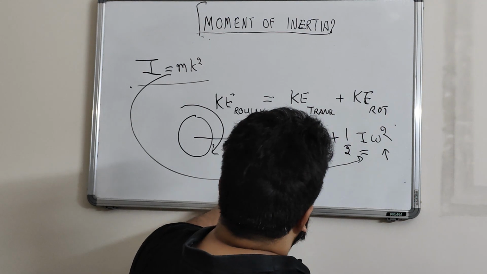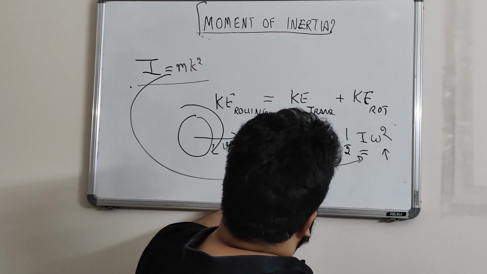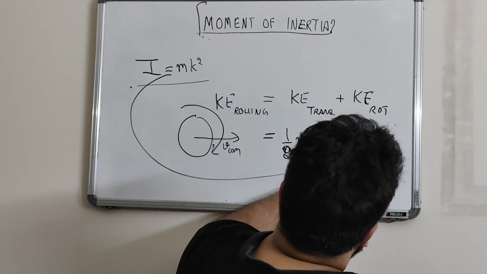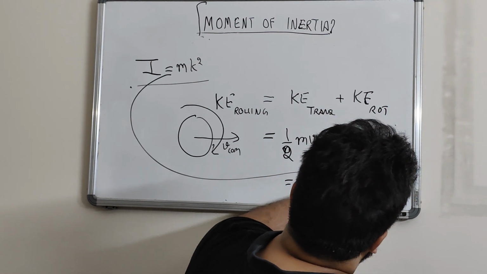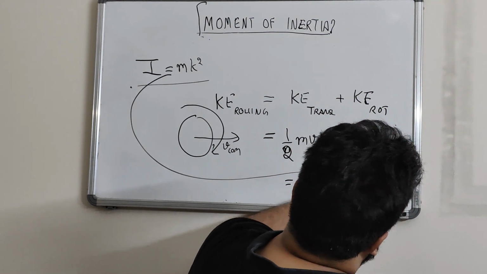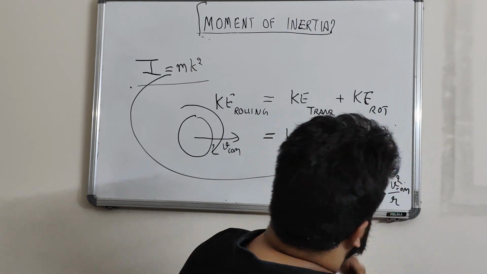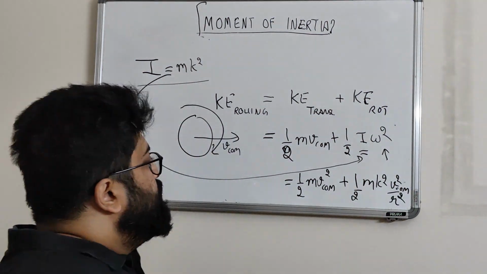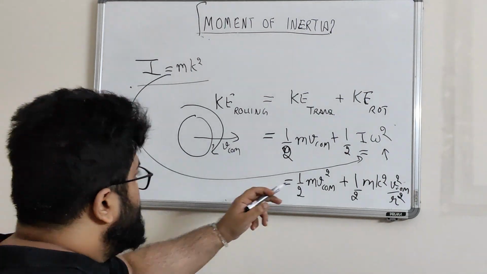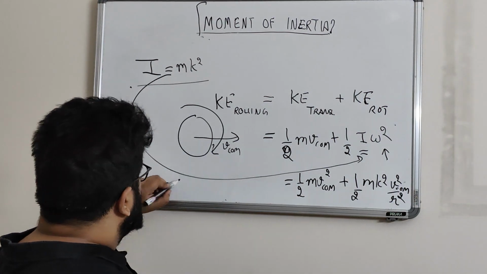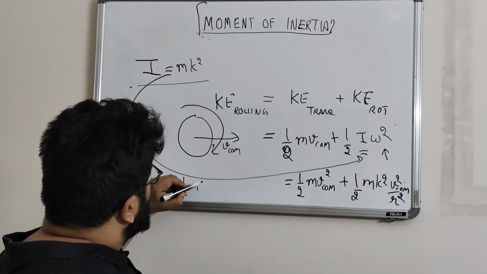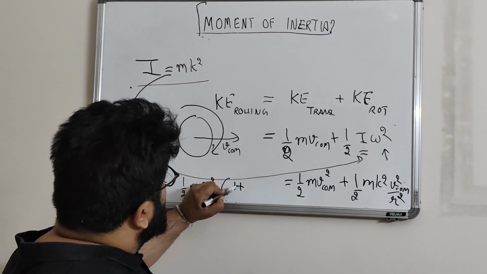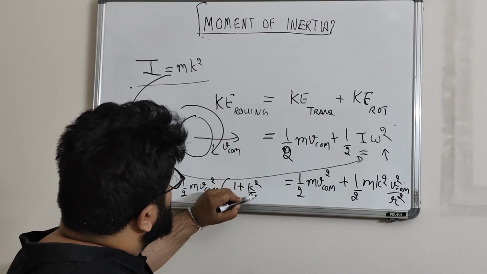So what we get is half m v square plus half m k square v square by r square. Again, this velocity is the velocity of the center of mass. Now if we take this common, what do we get? We have half m velocity of center of mass square, plus k square by r square.